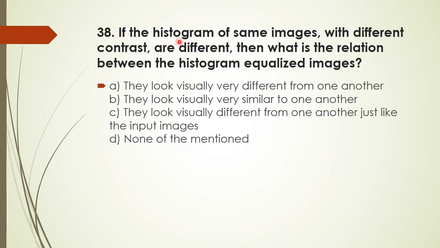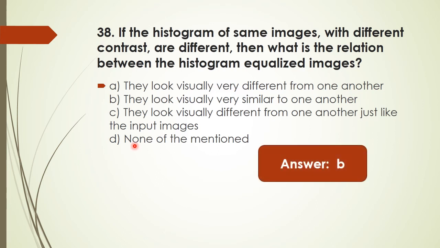Next question, if the histogram of same images with different contrast are different, then what is the relation between the histogram equalized images? Option A, they look visually very different from one another. Option B, they look visually very similar to one another. Option C, they look visually different from one another just like the input images. Option D, none of the above mentioned. The correct answer is option B, they look visually very similar to one another.